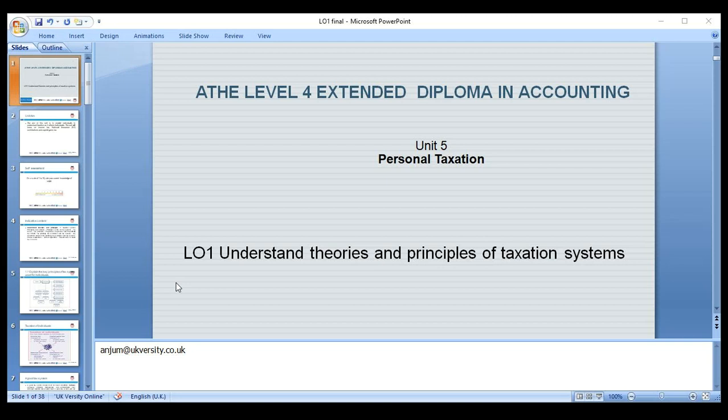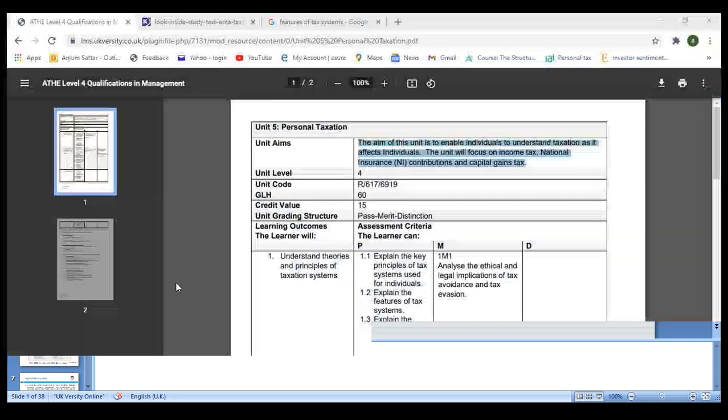Today's lesson will go through LO1, which we call Learning Outcome 1, which is about understanding theories and principles of taxation systems. We'll go through the very basics today, and then carry on and enhance our understanding in following lessons. Before starting this unit, first of all, we'll go through what is inside this unit and what we're supposed to learn.